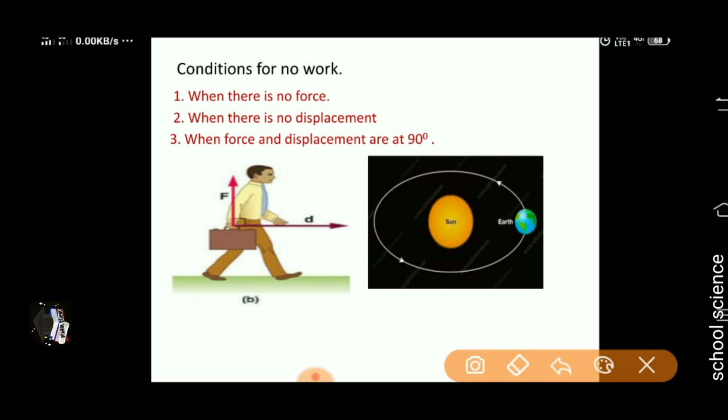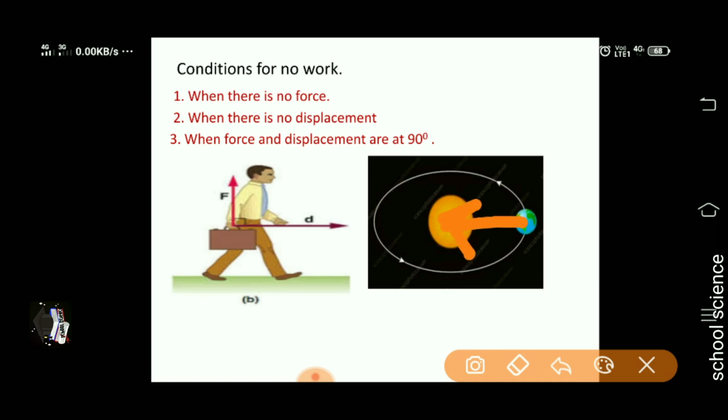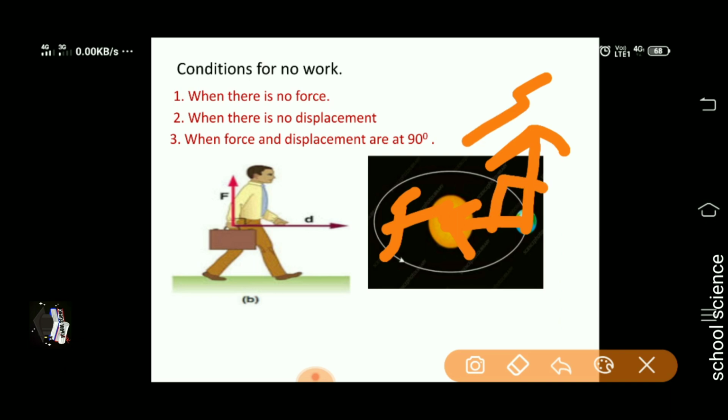Another example, look at the earth revolving around the sun, okay? The force by the sun towards the earth is in this direction. The earth will be attracted by the sun in this direction, and the displacement for the earth is in this direction. So the angle between force and displacement will be, this is force, this is displacement. So the angle between them is 90 degrees. So in this case also the work done is 0.